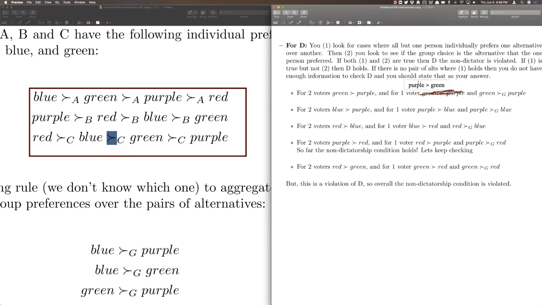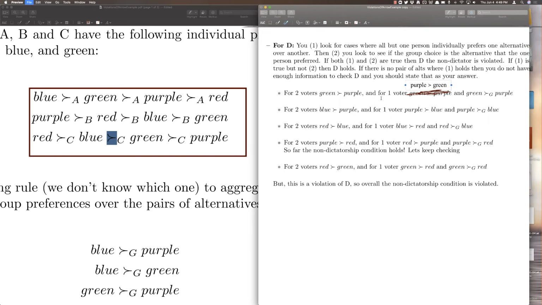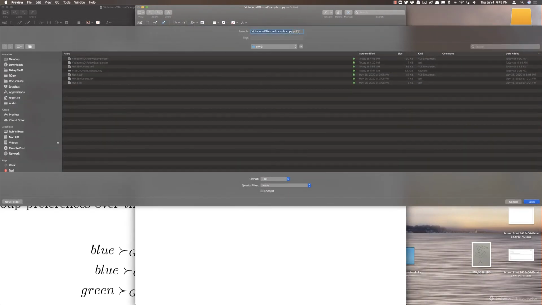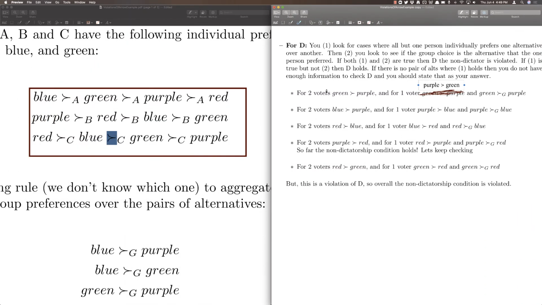All right. So we have a 1 against 2 situation. All right. Oops. I can't save that quite yet. All right. I'll save it and upload it in a second. So this person prefers purple to green. All right. So if the non-dictatorship condition was violated, the voting rule would return what the 1 person wanted, but it doesn't. The voting rule is returning what the 2 want, what everybody else wants. So that's fine. That still meets non-dictatorship.